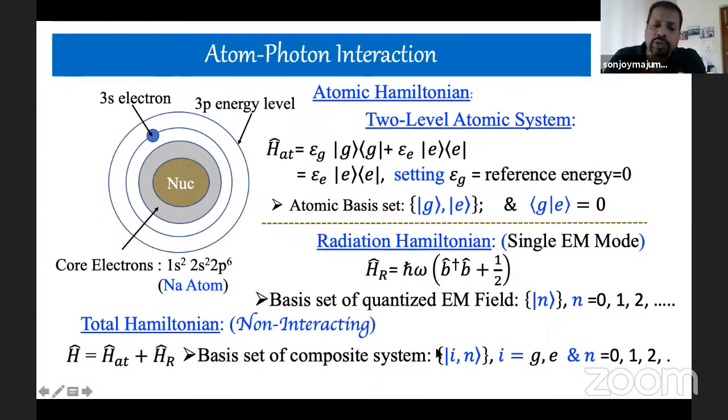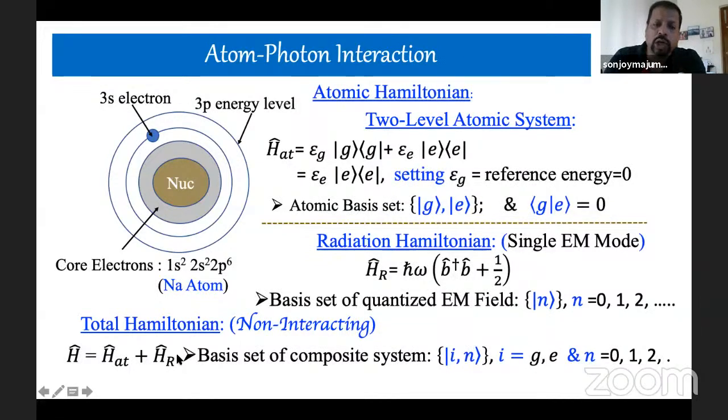In that case, I'll be able to write a basis set for this composite system as |I, n>, where I is for the atomic case and n is for the radiation or electromagnetic case. So you can write that as I direct product n, and the simpler notation is |I n>, where I can take values G and E, and n can go 0, 1, 2, 3. I believe you understood that basis. So now we have a basis for the composite system.